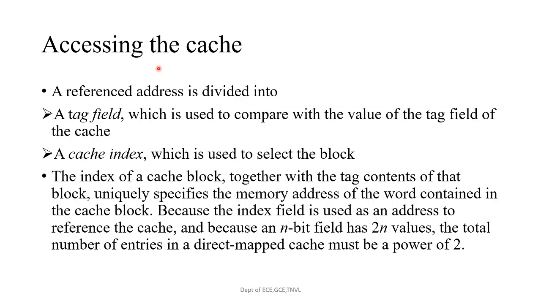So accessing the cache, the address is divided into two fields: the tag field and the cache index. A referenced address is divided into a tag field, which is used to compare with the value of the tag field of the cache, and a cache index, which is used to select the block. So the index of a cache block, together with the tag contents of that block, uniquely specifies the memory address of the word contained in the cache block. Because the index field is used as an address to reference the cache, and because an n-bit field has 2^n values, the total number of entries in a direct mapped cache must be a power of 2.